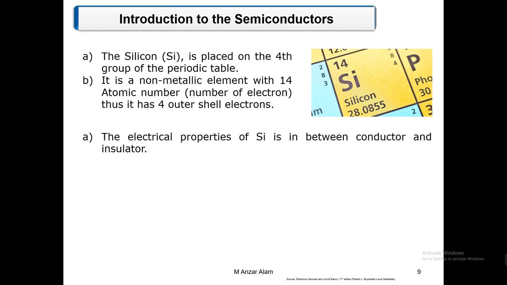So we have to mold this semiconductor, this silicon, in such a way that whenever we want to make it a good conductor, it will become a good conductor. And if we want to make it an insulator, it will become an insulator. This is the wonderful property of silicon. Please remember what I said now. This is the task of all the electronics engineers.